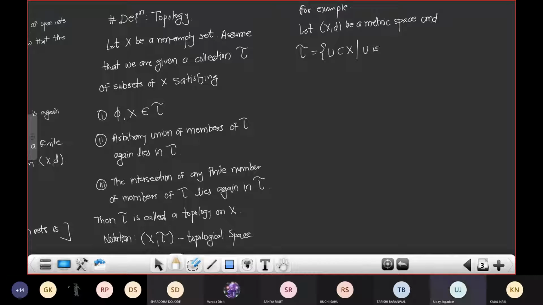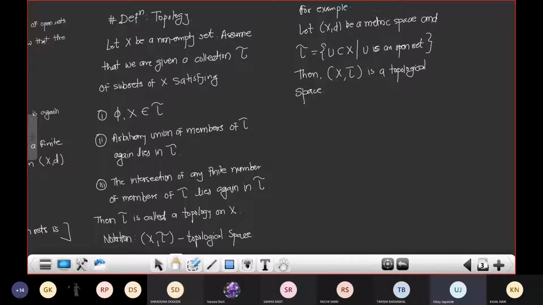U is an open set. That's all. So then by your homework, this pair (X, tau) is a topological space.